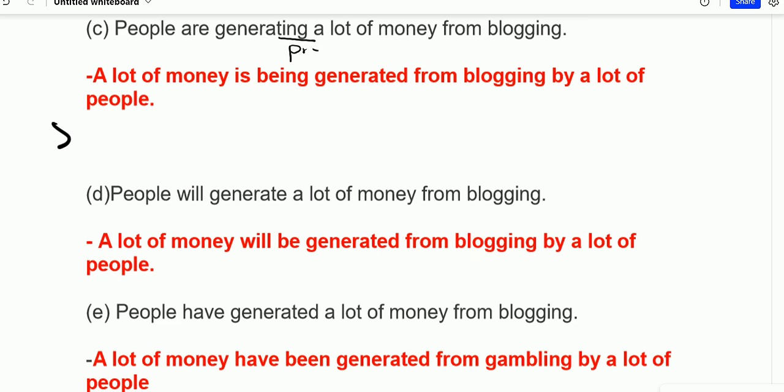This is what you call the present progressive. If you don't want to call it present progressive, you can call it present continuous tense, right? It means that action is still continuing. So here we already know this is our subject, generating becomes our verb, and then we know that automatically a lot of money becomes our object, like we have done in the previous sentences.